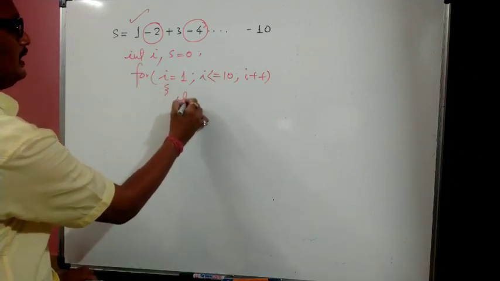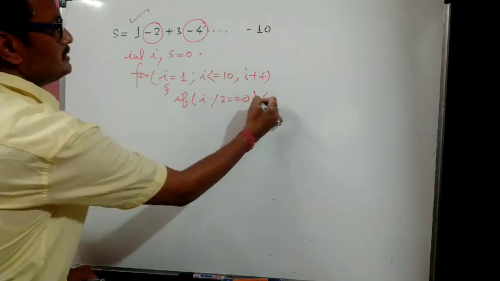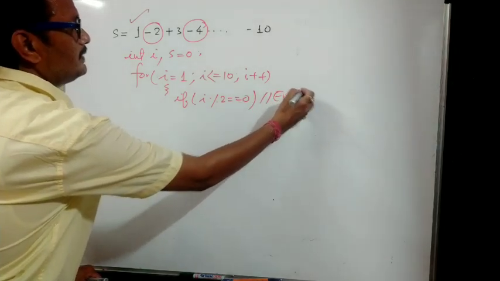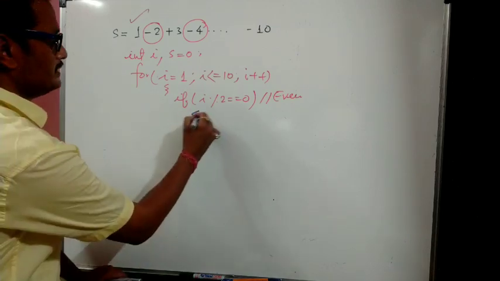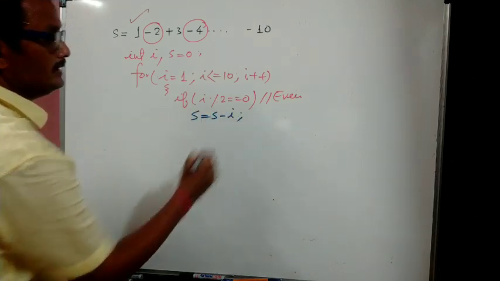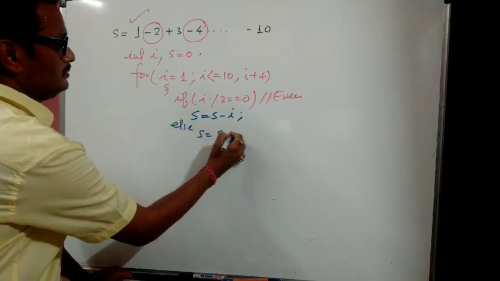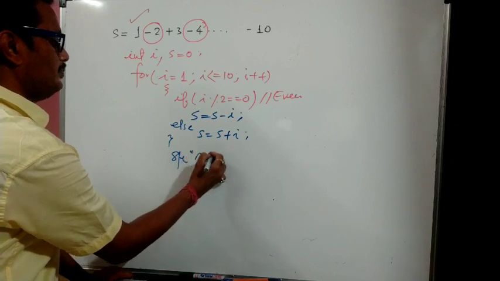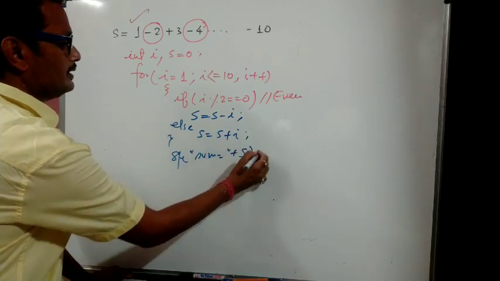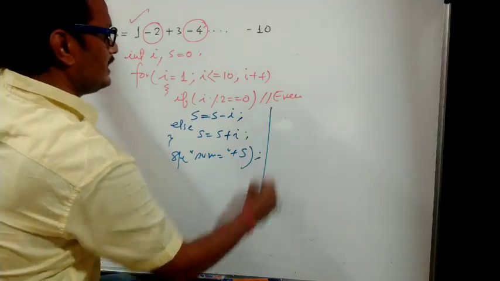Make a block, you write if i modulus 2 is equal to 0. This is for even. And even is what? Minus. Write s equal to s minus i. And if the condition is false, s equal to s plus i. Close this one. Outside of the block, sum equal to this. That's all. Just see, dry run that.